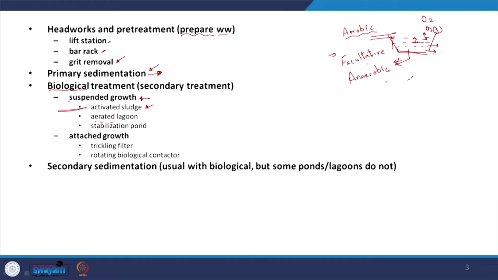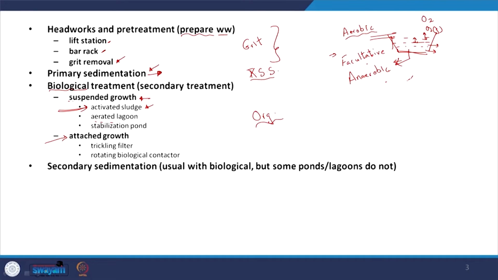But in general, people mostly go for the activated sludge process, and sometimes a combination of activated sludge and attached growth, but we will discuss this later. We are just looking at an overview. Here we are removing the grit. Here we are removing the suspended solids. Here we are removing the organic content, which is mostly dissolved.